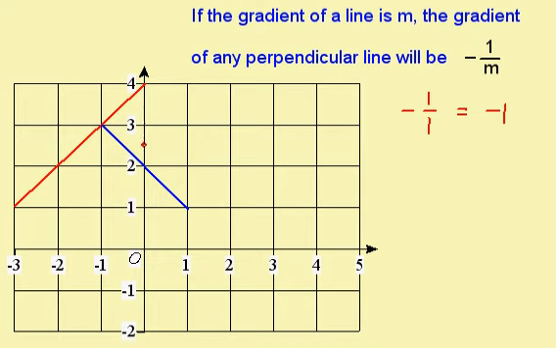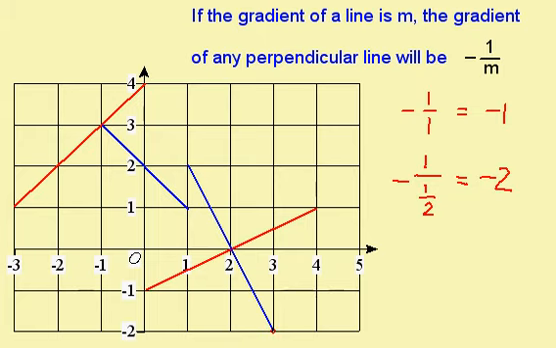If I draw on a line perpendicular to this red line, I can see that the gradient is minus 1. For another example, if I draw a line with gradient 1/2, the perpendicular will have gradient minus 1 over 1/2. This means minus 1 divided by 1/2. There are 2 halves in 1, so it's minus 2. If I now draw the line which is perpendicular to this red line, I can see that the gradient is minus 2. We're going to use this fact here in the next few questions.